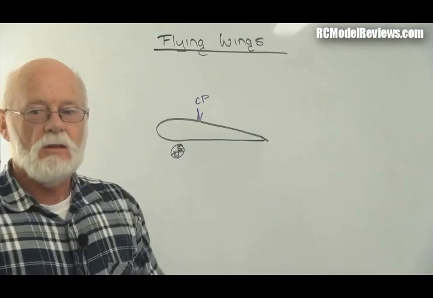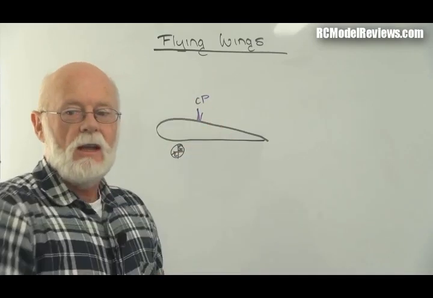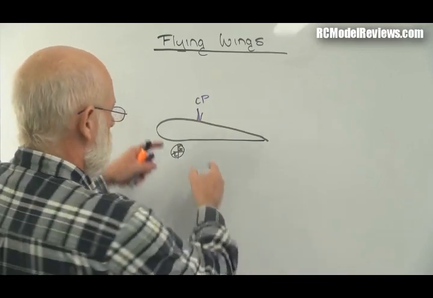What's wrong with that? Well, the problem with that is it'll fly like a dart. It'll go plonk, straight down. It'll just dive because this will pivot.